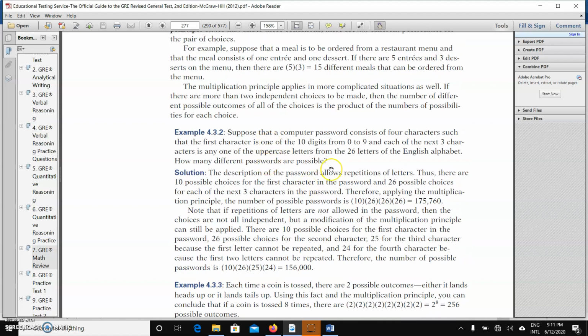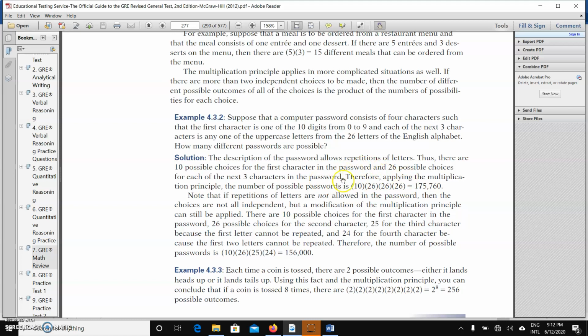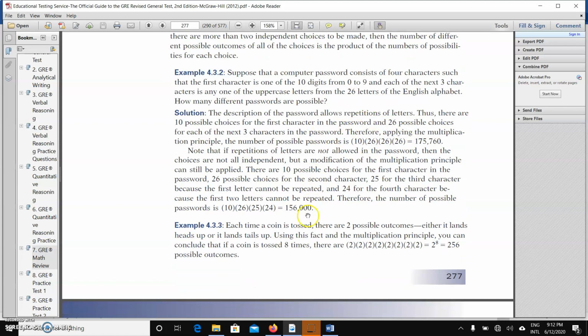For the first case, they're talking about the fact that there can be repetition. But if they now tell you that there is no repetition of letters, the first one, since you are just picking a digit, you have 10 possibilities, you put it there. For the second one, from the alphabet, you pick.